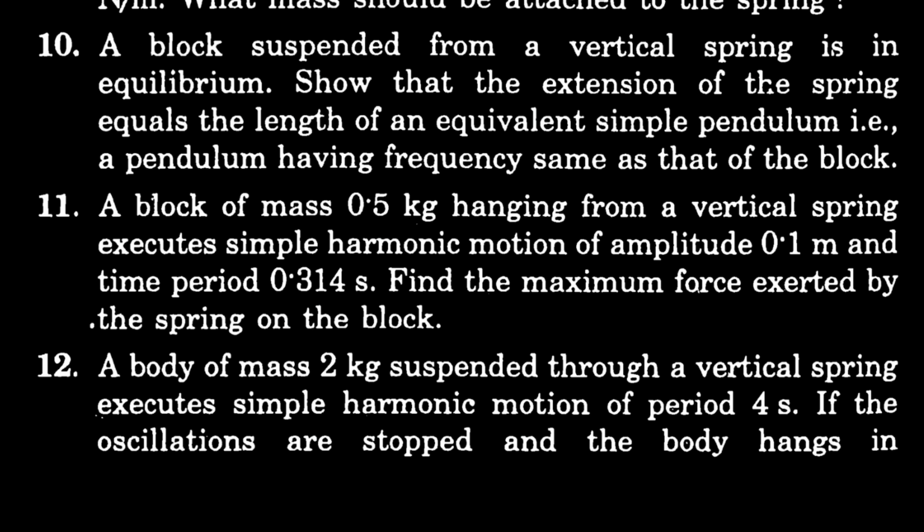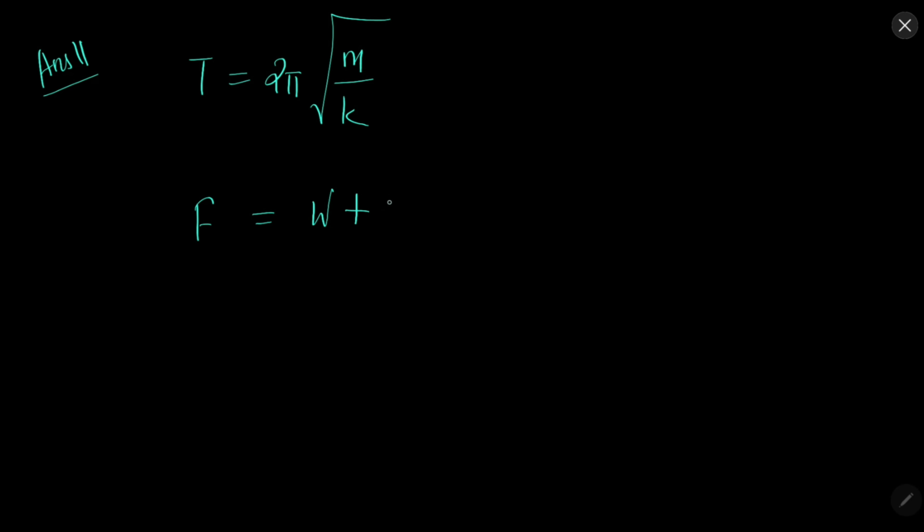In question 11, we have a block of mass 0.5 kg hanging from a spring. We need to find the maximum force exerted by the spring on the block. Solution 11. So we know that the time period is given by 2 pi root m by k for a spring, and the total force exerted on the block is equal to the weight of the block plus the spring force, that is kx.